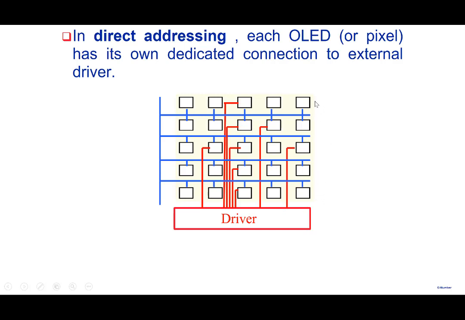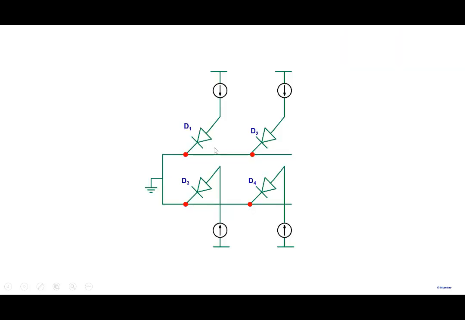All these displays are made on glass at present. Just outside you have all these drivers. Each individual LED has its own dedicated wire coming to the external world, consisting of, let's say, current drivers or voltage drivers, which will drive a particular amount of current and therefore turn this on. And the amount of current that you pass can determine how much is the brightness of the LED.